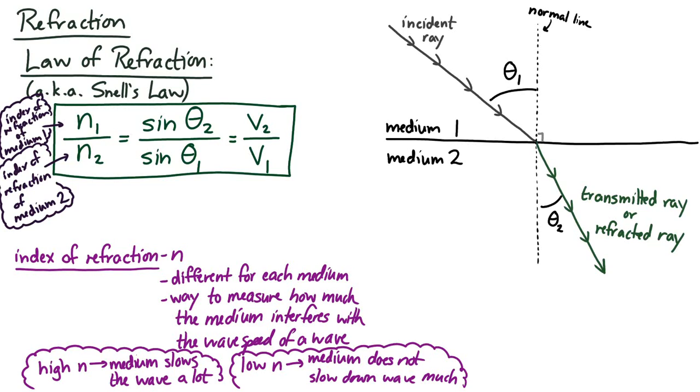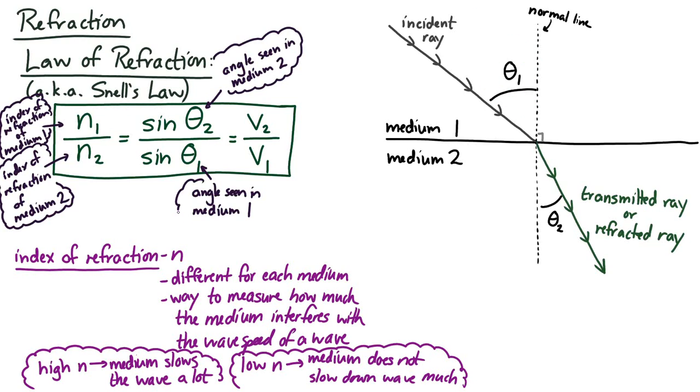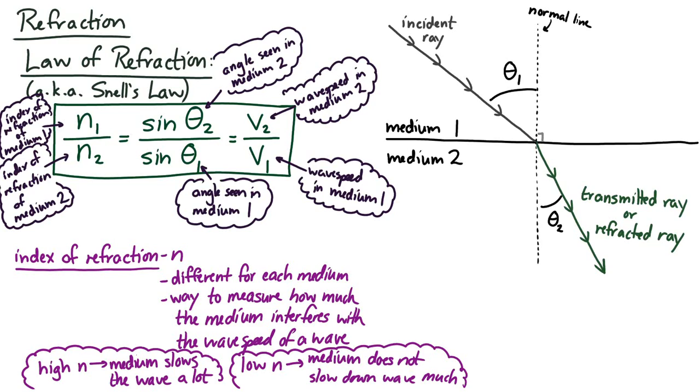Sine of theta 2. Okay, well, theta 2 is the angle that we're talking about in medium 2. So it's this angle right here. Theta 1, that's the angle that we're talking about in medium 1. So right here. And v2 and v1, well, v2 is the wave speed in medium 2, and v1 is the wave speed in medium 1. And that's how they're all related. That's called Snell's law, or the law of refraction.